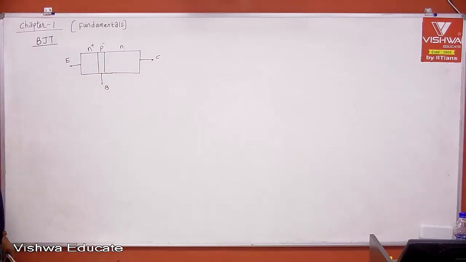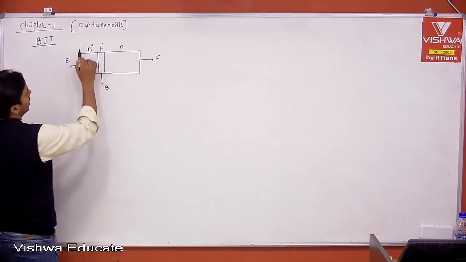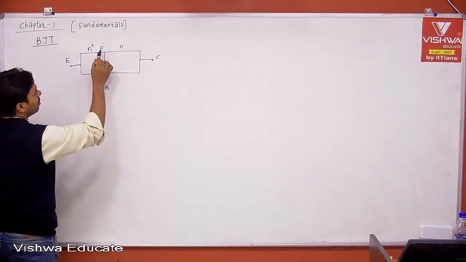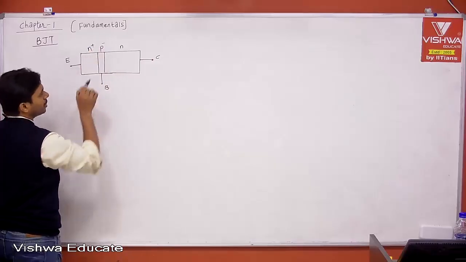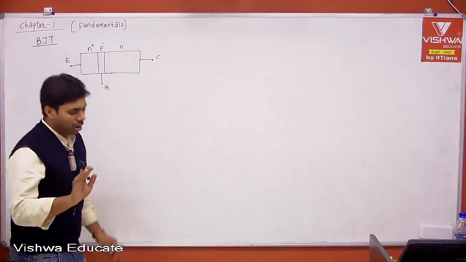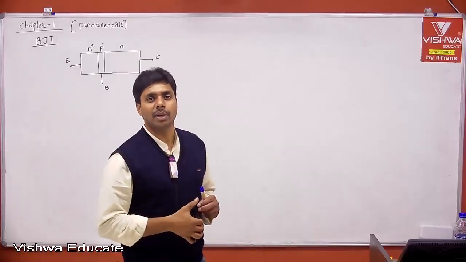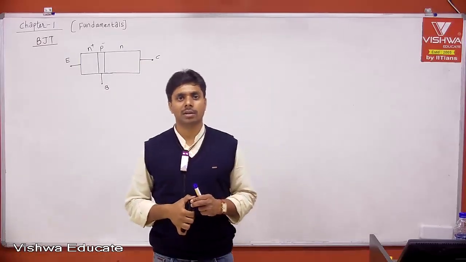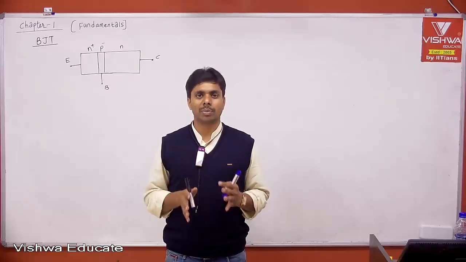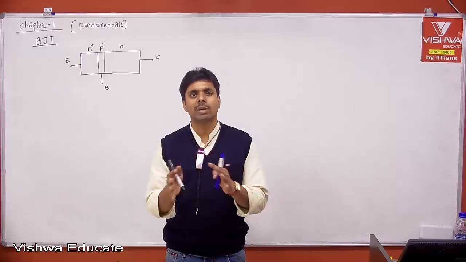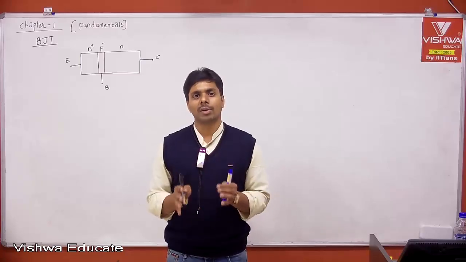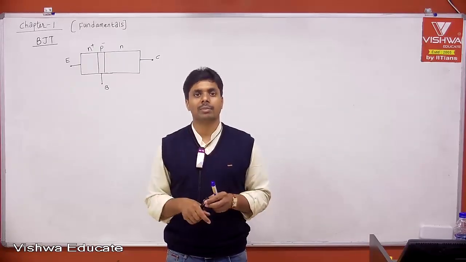Now when I say N plus, it means more than the typical doping concentration, P minus is lesser than the typical doping concentration, and N is typical doping. That is the meaning of it. I already told you the meaning of typical doping. What is that? In the order of 10 to the power of 8 to 1, or 10 to the power of 10 to 1. For every 10 to the power of 8 silicon atoms, one impurity atom will be added.